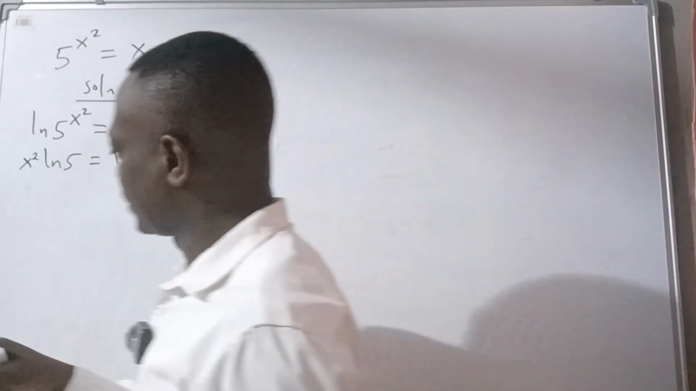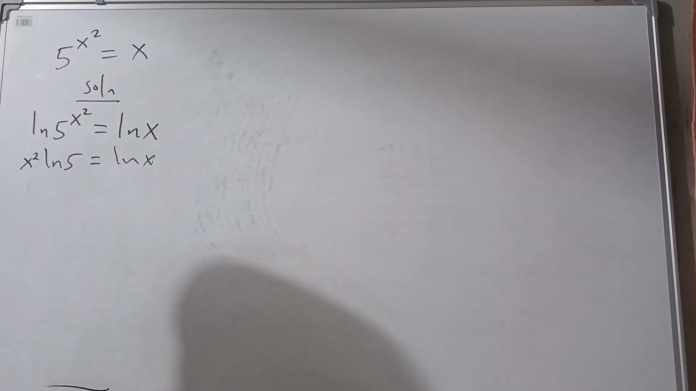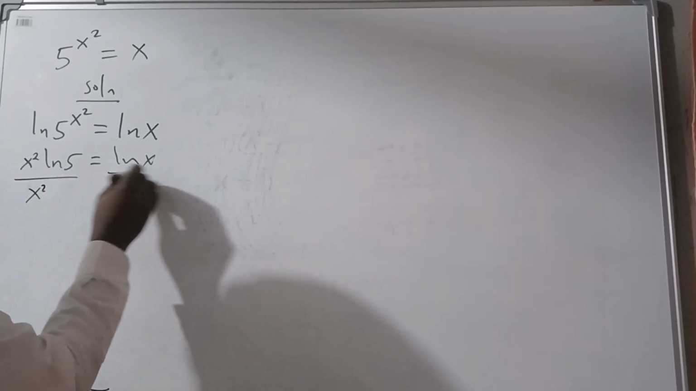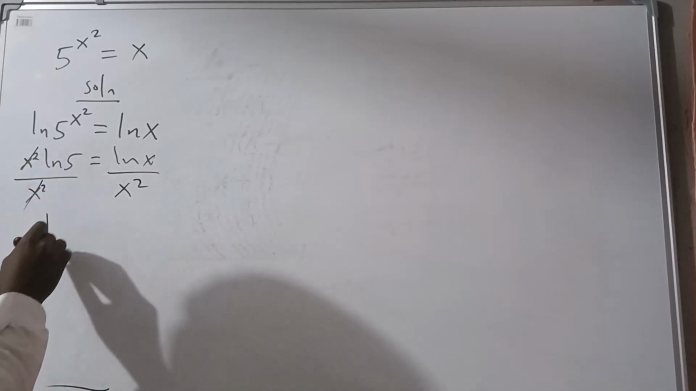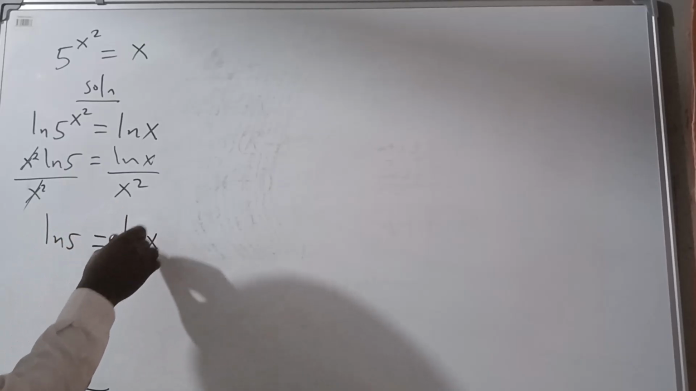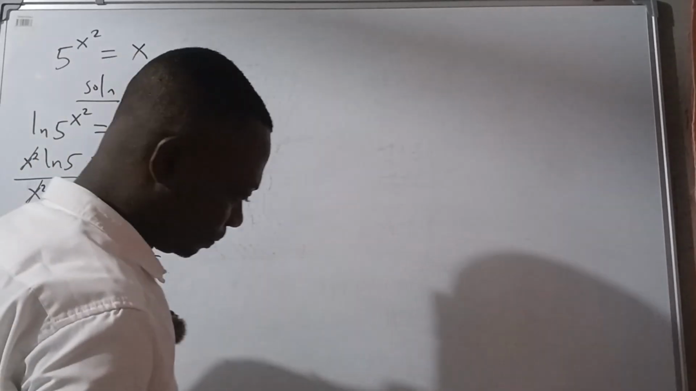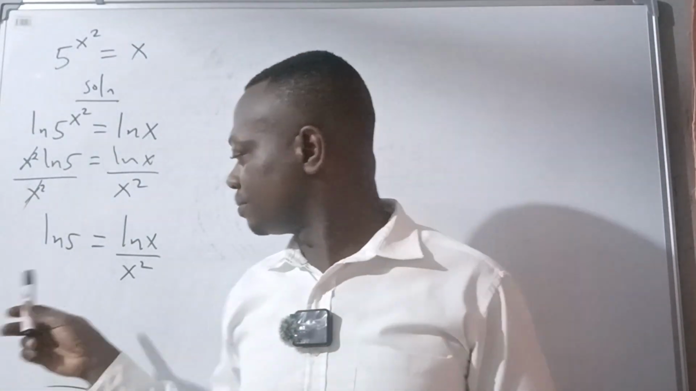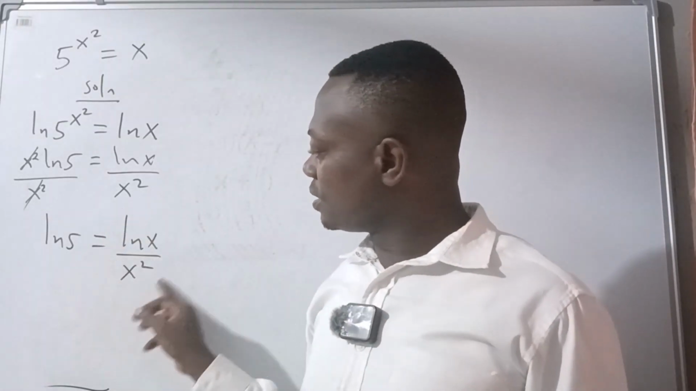I would like to group the x on one side, so I'll divide both sides by x squared. This one will go. So I have ln of 5 equals ln of x over x squared. Let's observe this carefully. Now I would like to write this in linear form.